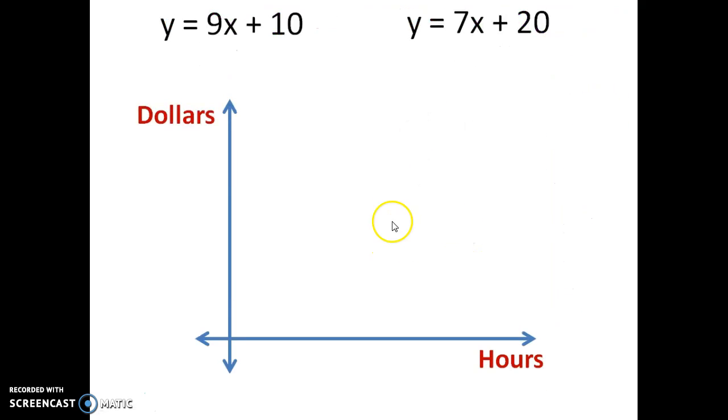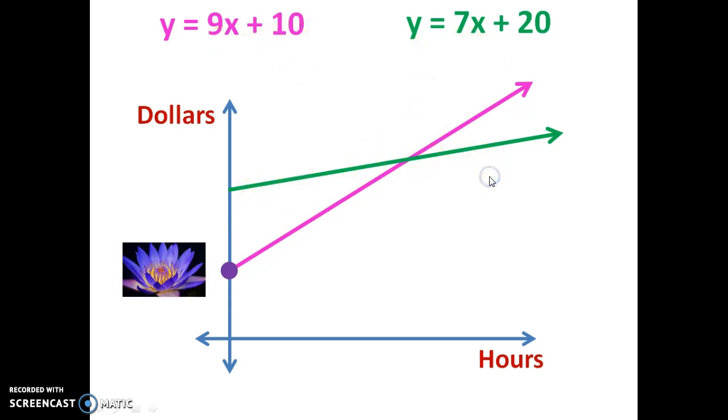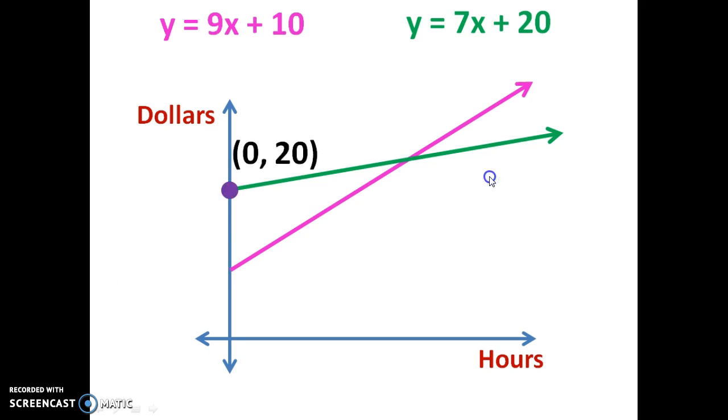If we graphed these, if we made a picture that represents these relationships, y equals 9x plus 10 is in the pink, and y equals 7x plus 20 is in the green. We have our initial values when we've worked 0 hours. And then we have this point of intersection, which is where they're both the same. They're both 55.